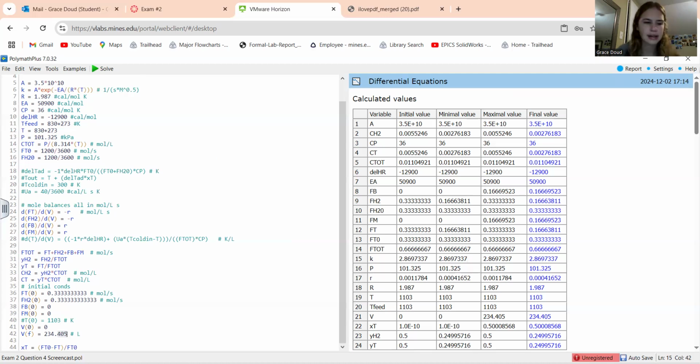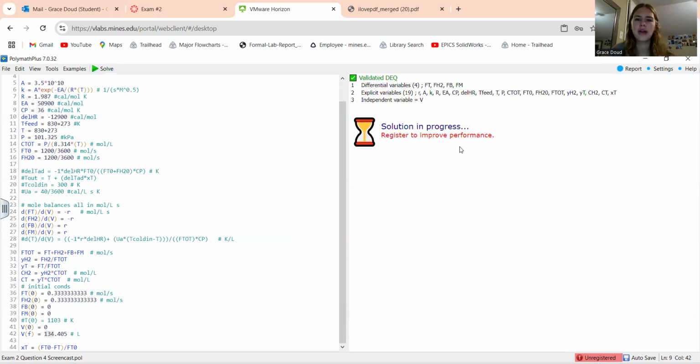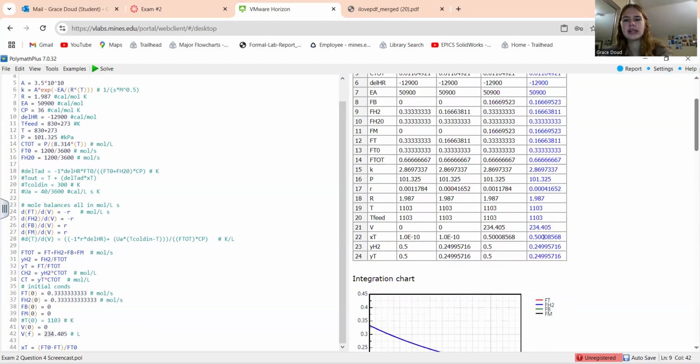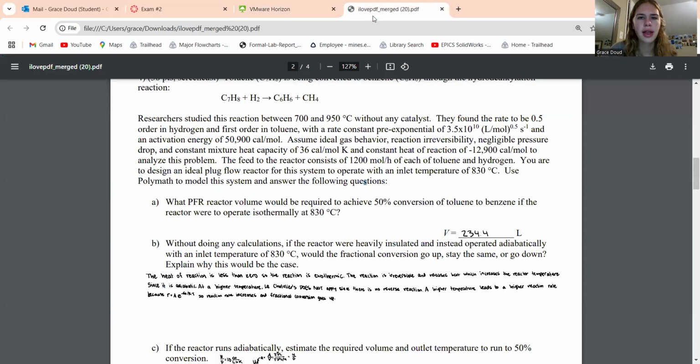So I'll show you. Let me jot down what the actual answer is so I can change it back. If I change this to, let's actually just make it 0.405, and then make this 134.405, and then solve it, we'll see that the conversion of toluene, I think it was, is 0.347. But if I change it back to 234.405, then boom, my conversion is 0.5. So that was the goal for part 1.